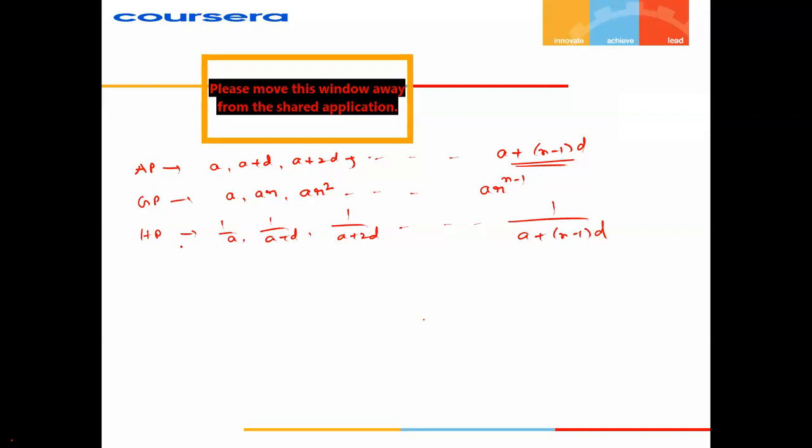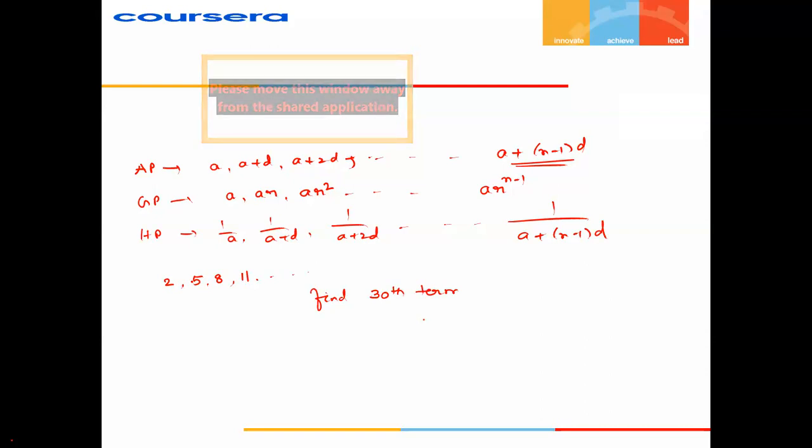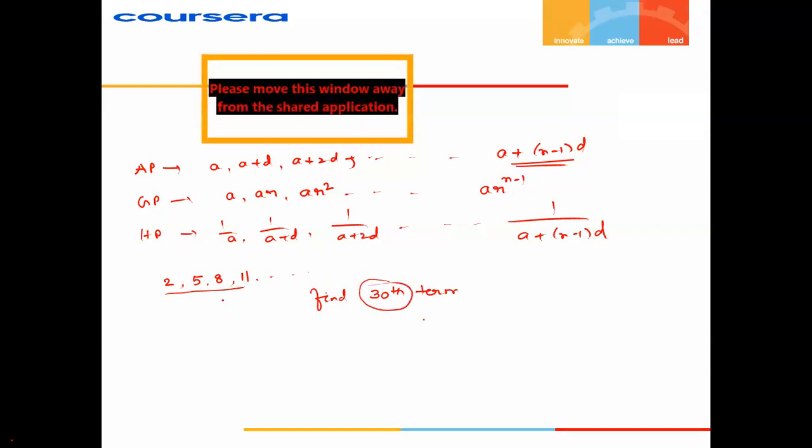Very simple. Suppose this series is given, starting with 2. In this series, find the 30th term. Not by writing it out completely. Keep on writing is not advisable and not the requirement here. If this keeps continuing, how can we find the 30th term without seeing the 29th, 28th, 27th, and so on? We want to jump directly to the 30th term. How to find it?